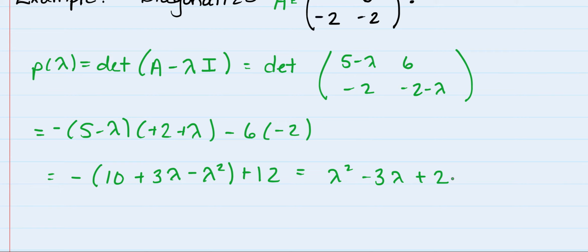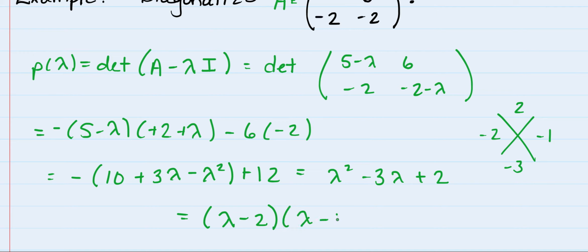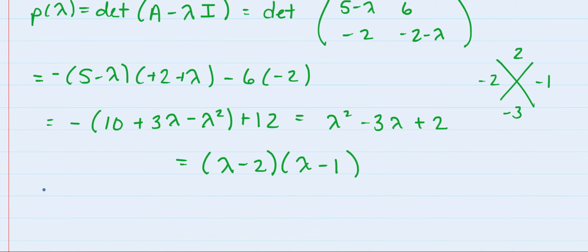Now this polynomial is factorable. It's actually something pretty easy to factor. We need two numbers that multiply to give us 2 and add to give us -3. Those two numbers are -2 and -1. So this factors into lambda minus 2 and lambda minus 1. So we have two eigenvalues. Our eigenvalues are lambda is equal to 2 and lambda is equal to 1.